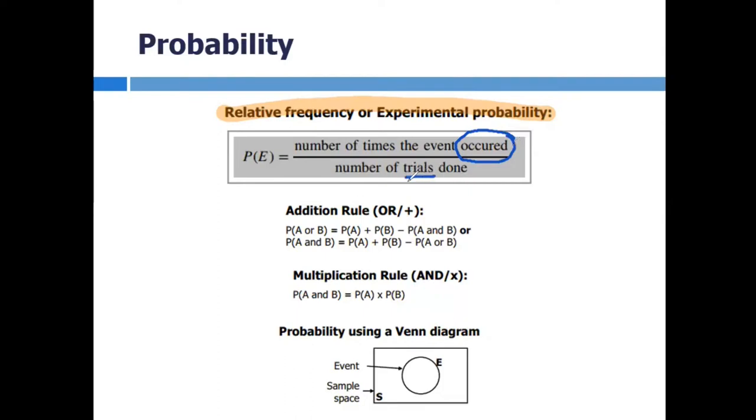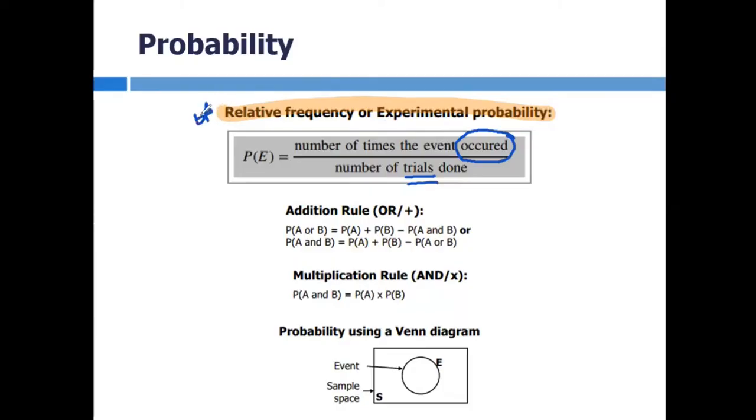And every single time you do that actual process, it is called a new trial. And that would be the total at the bottom. So it really depends on how many times you rolled the dice. Okay, and that is what we refer to as relative frequency or experimental probability.